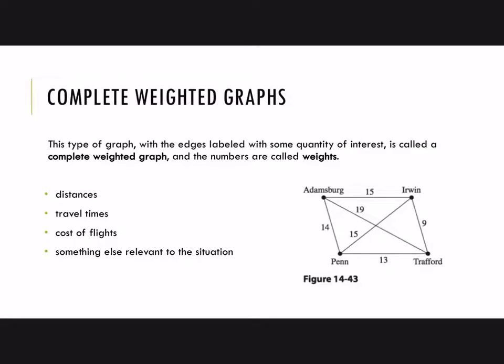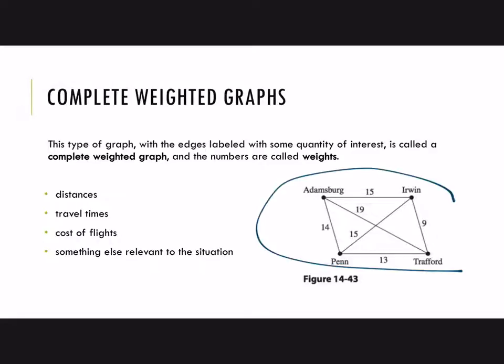Alright, so to answer this type of question, we use what are called complete weighted graphs. So we do draw graphs, but we're also interested in factoring in what it means to be efficient. Okay, these numbers are called weights, and we assign numbers or weights to the edges of the graph, and these represent distances, maybe travel times, could be a cost of a flight, or anything else that would be relevant to the situation. So here's an example.